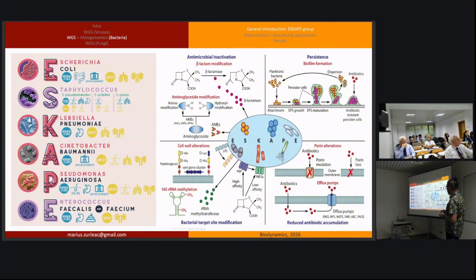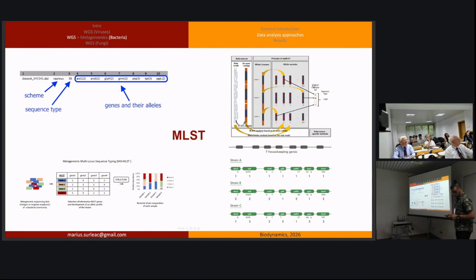And we are focused mostly on ESKAPE bacteria and the different ways for bacteria to fight against antibiotics. And these are shown in this image, different approaches. We look at multi-locus sequence types. We look at specific housekeeping genes for each species, and some MLSTs are more pathogenic than others.